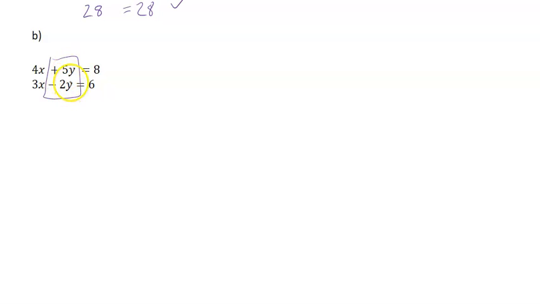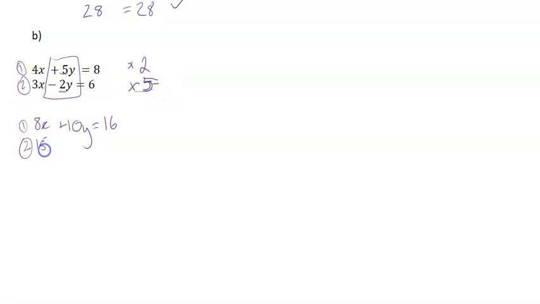So, like with fractions, I'm going to multiply the top one by 2 and the bottom one by 5, okay? I'm going to take whatever that coefficient is and multiply the other one by it so that they equal the same. So we're going to have 4x multiplied by 2 is 8x plus 10y equals 16. So let's say that's the first equation. Let's take the second equation and multiply it all by 5.